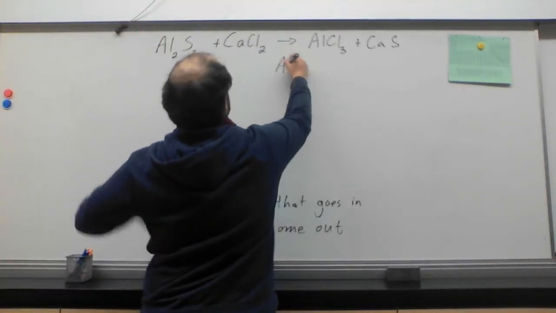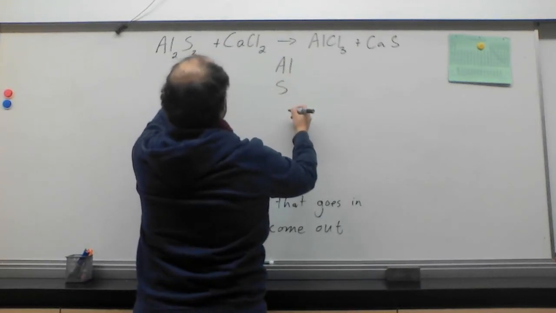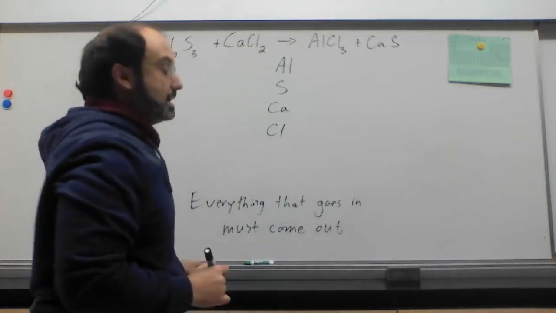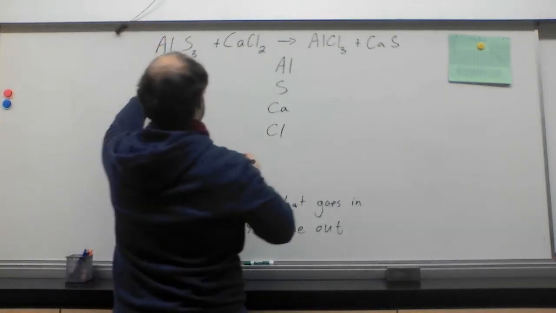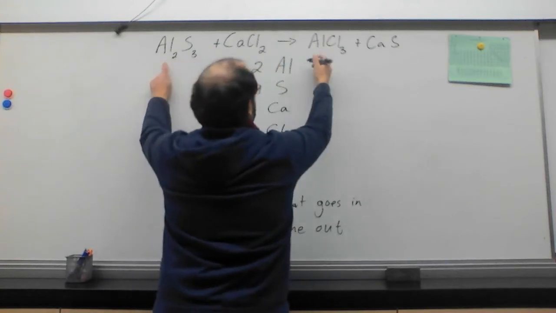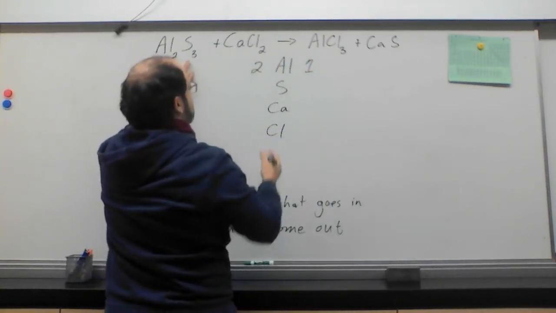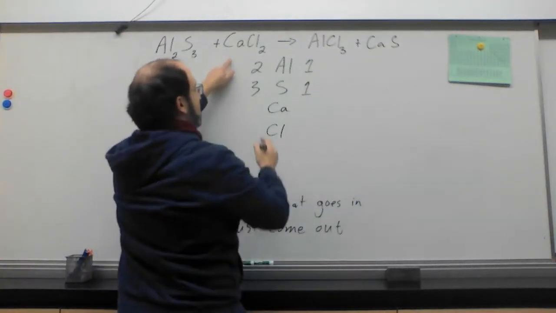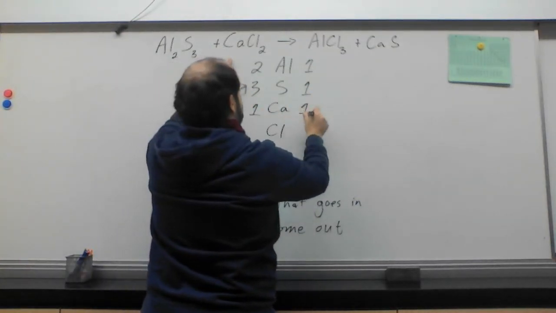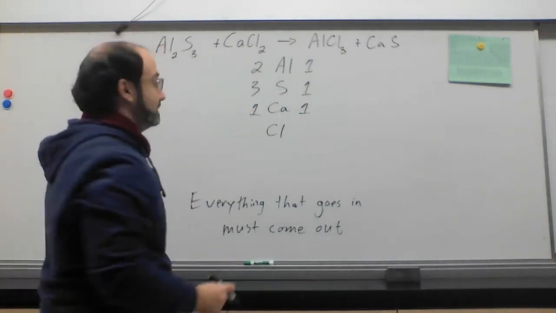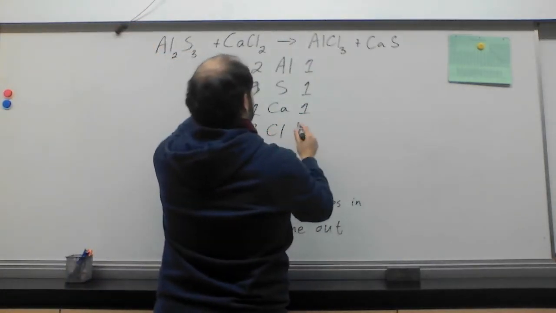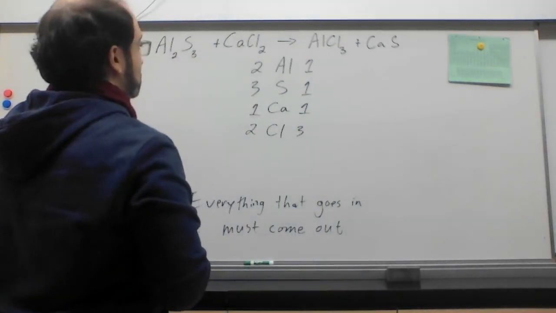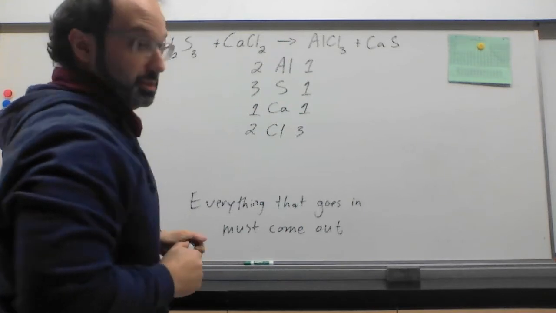We have aluminum, sulfur, calcium, and chlorine. Okay, now we need the numbers of each. I've got 2 aluminum on the left and 1 aluminum on the right. I've got 3 sulfur on the left and 1 sulfur on the right. I've got 1 calcium on the left and 1 calcium on the right. Finally, I have one that isn't crazy. Chlorine. I've got 2 chlorine on the left and I've got 3 chlorine on the right. So we have a whole bunch of differences here. Only one of them is even remotely the same.